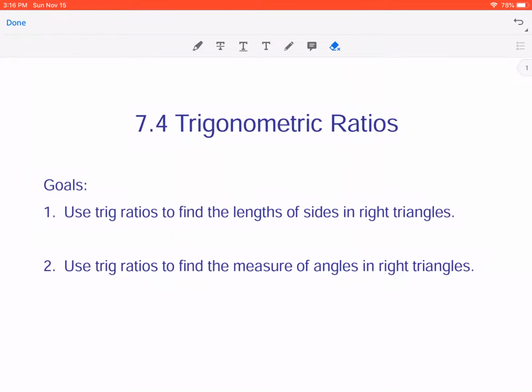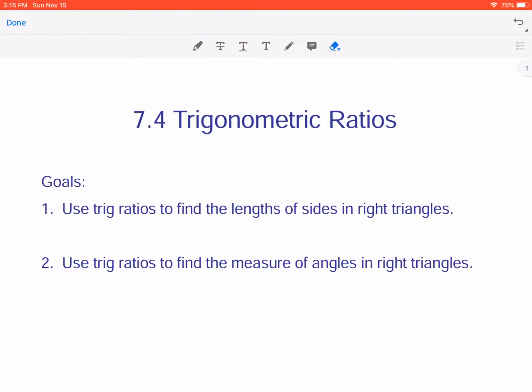What's going to happen now is you're going to have right triangles where you can't use the Pythagorean theorem to find the angles, and you are going to have to use either sine, cosine, or tangent, because you can't use your 45, 45, 90 rules, and you can't use your 30, 60, 90 rules, okay?